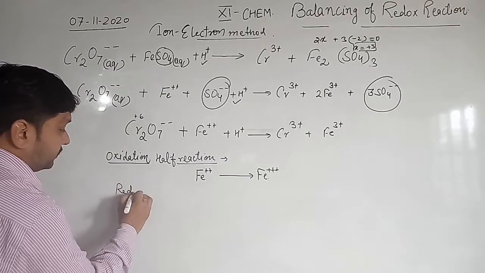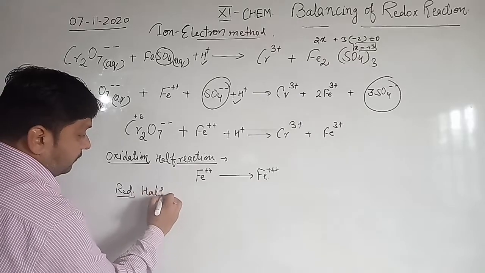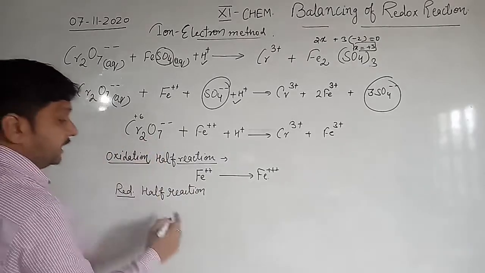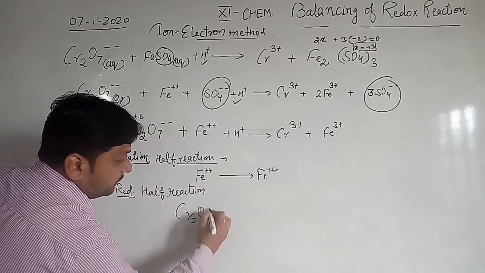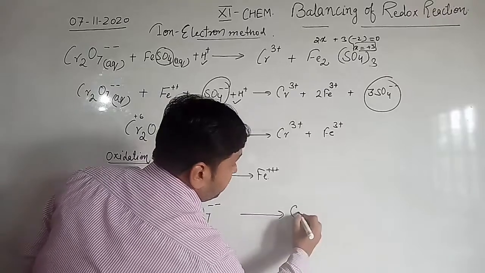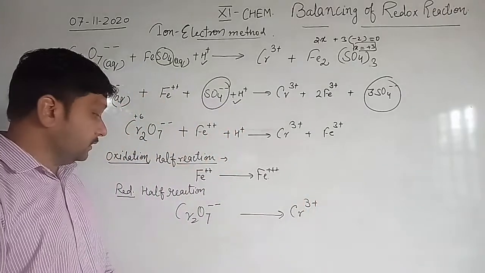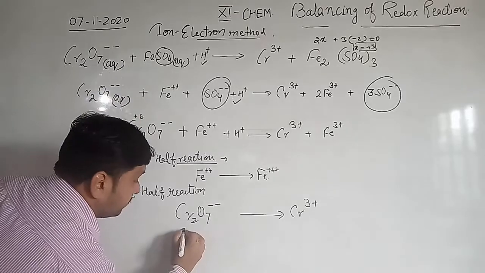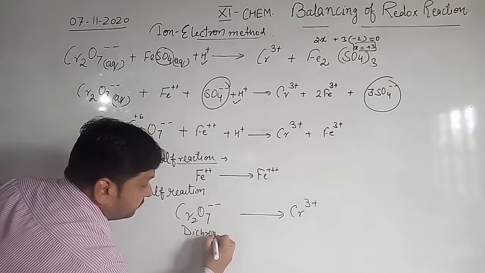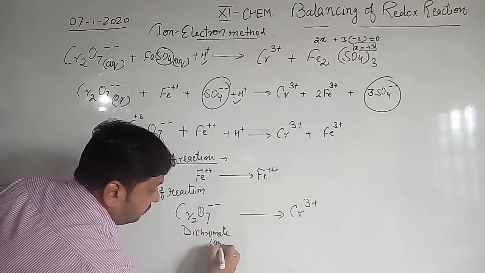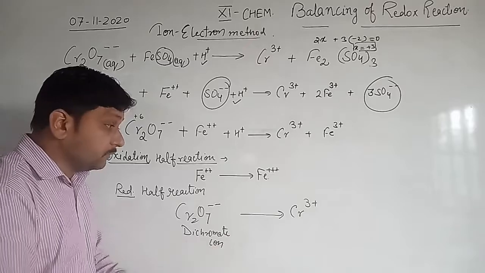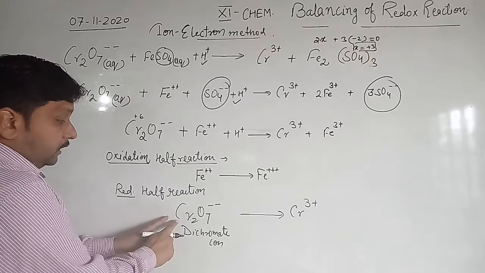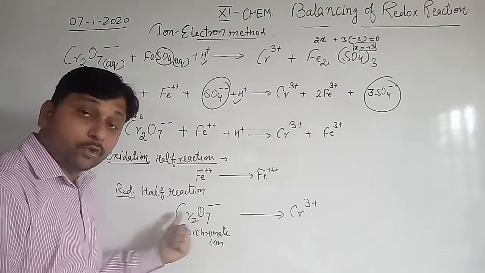Next is the reduction half reaction. The reduction half reaction means this dichromate ion, Cr2O7 2-, converts into Cr3+. Cr2O7 2- is known as the dichromate ion. This dichromate ion converts into Cr3+. Clear? Now, first of all we balance the chromium.